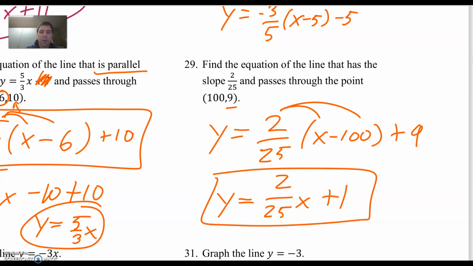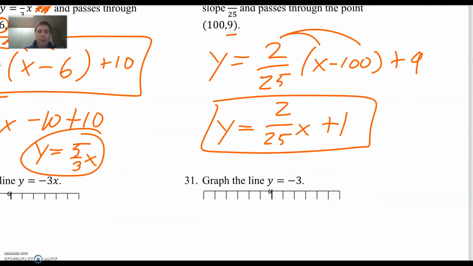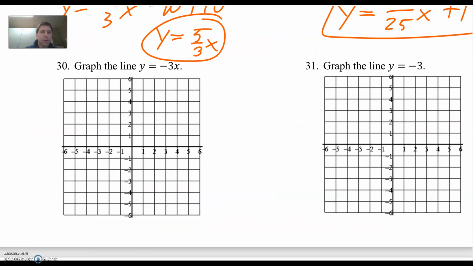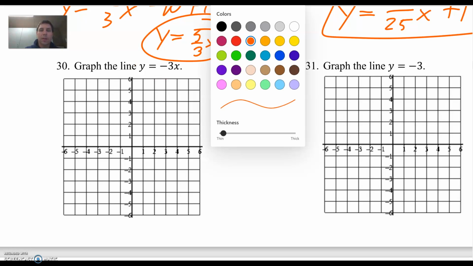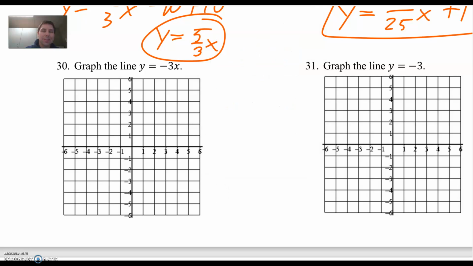So that would be your other answer there. Okay. All right, let's go to 30. So if I'm graphing this line, I look and see I only have a slope of -3. Be careful. A lot of you are thinking that the x is -3. It's not. This is saying you're going to go down 3 for every x.